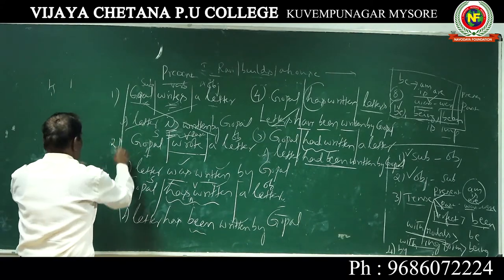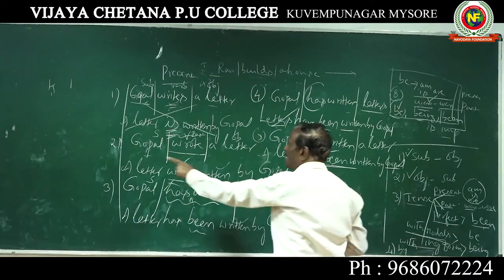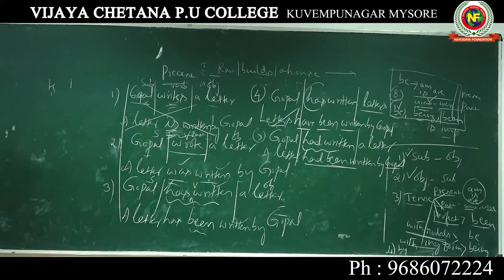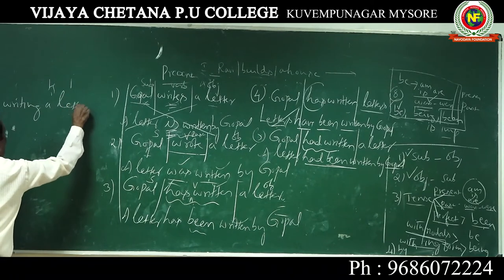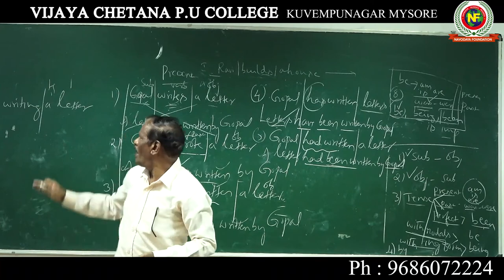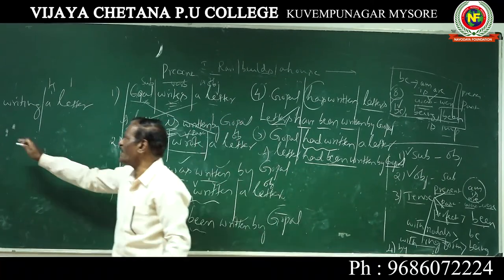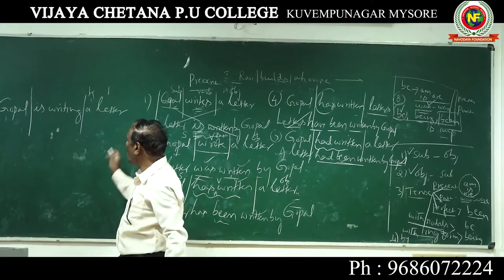Two past tense, three, this is four, this is five, this is six. Continuous tense. Gopal is writing a letter. Look at this. He is writing a letter. Active construction, because the doer comes first. Doer first, from the subject. So, active sentence, passive sentence.